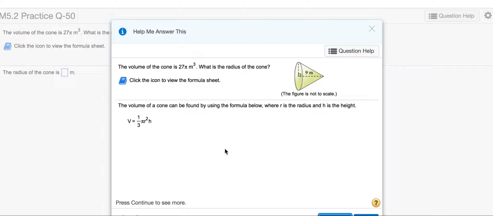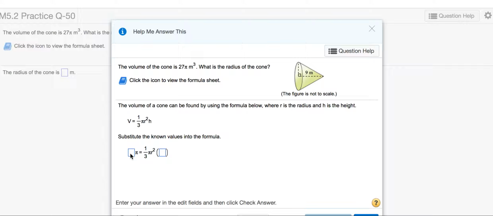So here we go. The volume of a cone can be found by using the formula below, where r is the radius and h is the height. Now, I'm just going to remind you that we don't know r. We only know h, the height. So here's the formula. Volume equals 1/3 pi r squared times h. Now, we do know the volume, so we're going to plug in 27 on this side of the equal sign. So let's go ahead and get started.